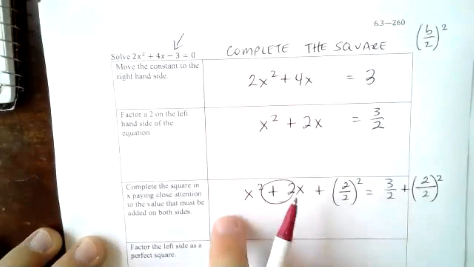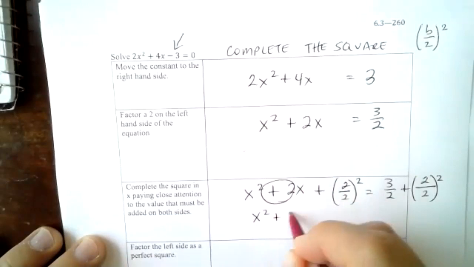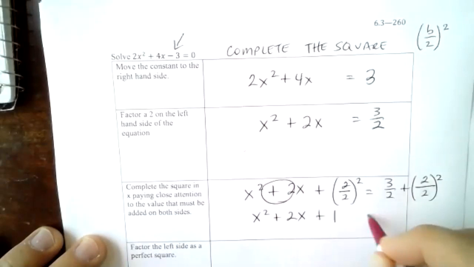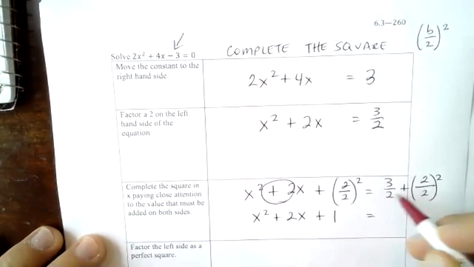Now we're going to rewrite this to make it a little bit easier to deal with. So what's 2 divided by 2? That's 1 squared is 1. All right, now here comes a little bit of a tricky part here. So this is 3 over 2 plus 1 squared.